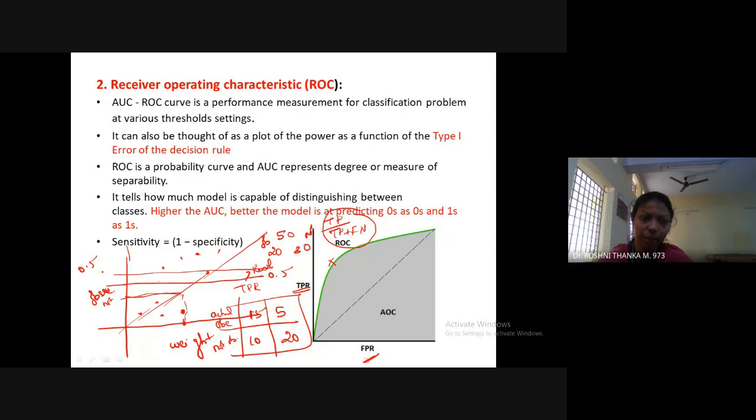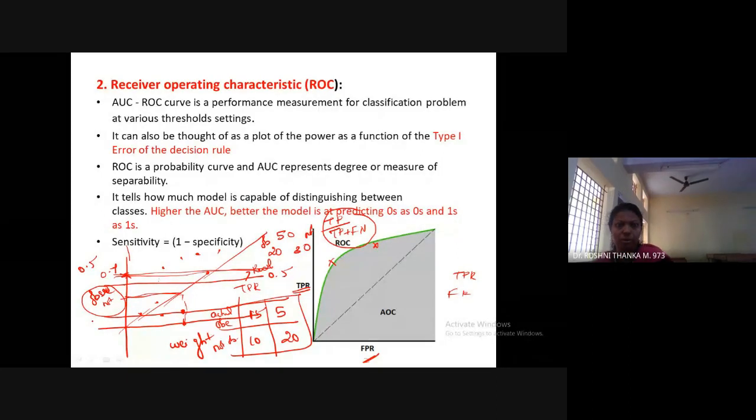Say, for example, I'm going to make the threshold value 0.7. Then I have to calculate whether the person is obese or not. Whichever value is coming below this 0.7, I will consider as not obese, and the values going beyond 0.7, I will consider as obese. So I will get another confusion matrix. Using that confusion matrix, I will again get a TPR value and an FPR value that I will plot.